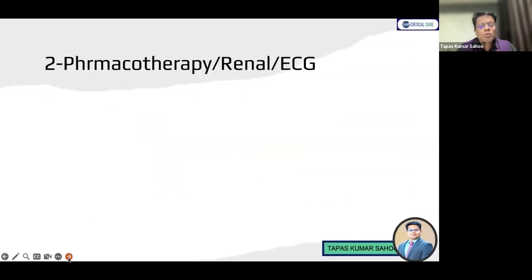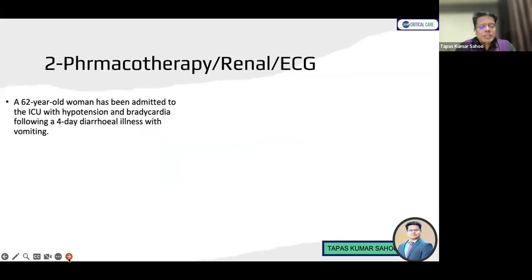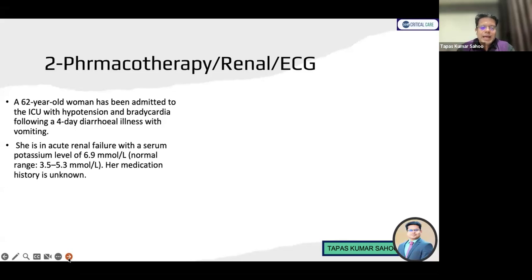Question number 2 comes from pharmacotherapy, renal, or I would say one ECG also based upon the renal or pharmacotherapy. The question states that a 62-year-old woman has been admitted to the ICU with hypotension and bradycardia. So this is the finding. Following a 4-day diarrheal illness with vomiting. She is in acute renal failure with a serum potassium level of 6.9. Her medication history is unknown. Her ECG is shown.